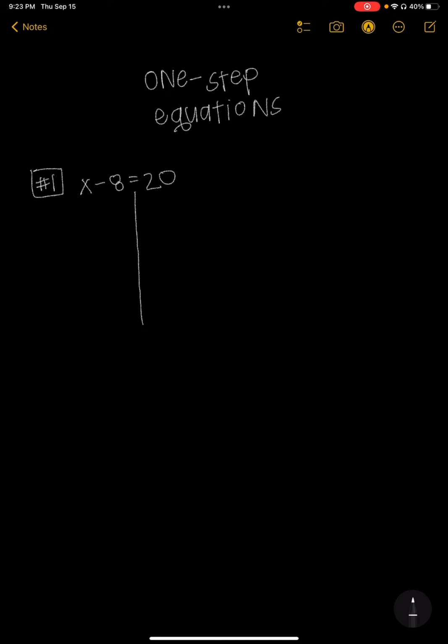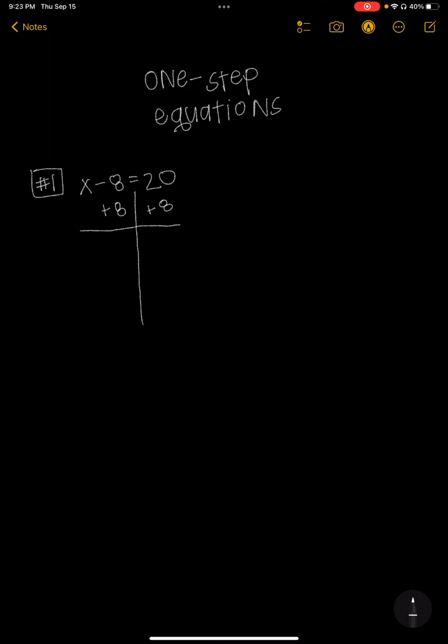Now that I know that it's subtracting from the x, what we need to do is do the opposite of that. So what's the opposite of subtracting? It's adding. So what I'm going to do is add 8 to that side. And because I did it to the left side, I also have to do it to the right side. So I'm going to say plus 8 on both sides of this line, and I'm going to treat it kind of like a big addition problem.